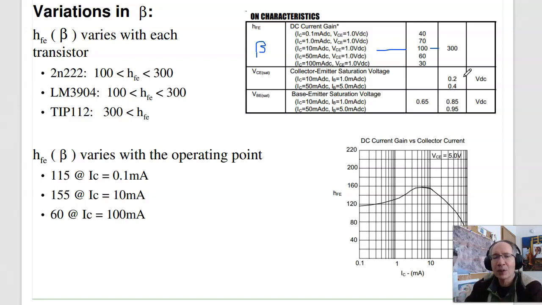And that's typical for other transistors. The gain varies quite a bit. That's just due to manufacturing tolerances. In addition, the gain varies with current. If I look at the current at the collector on the bottom graph, beta varies between 120 to 160 and drops down to about 60. So beta is going to vary quite a bit.